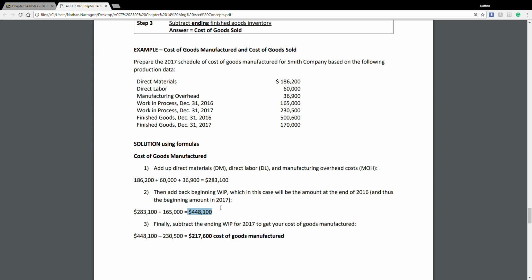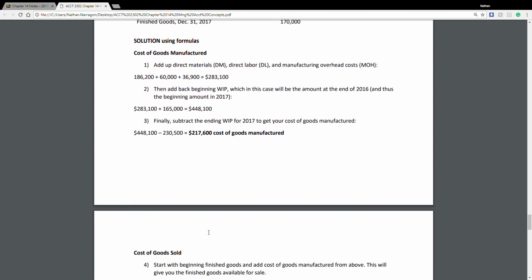Last step, we must subtract the ending balance. So December 31st, 2017 of work in process. We subtract, we get 217,600. Done. That is our cost of goods manufactured. You have to keep this by itself till we work on the next part, which is cost of goods sold.